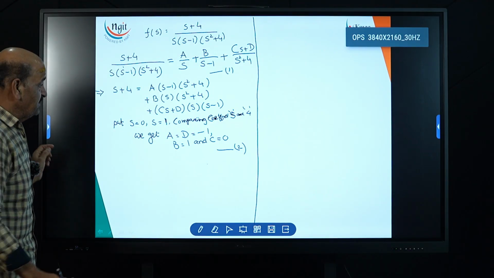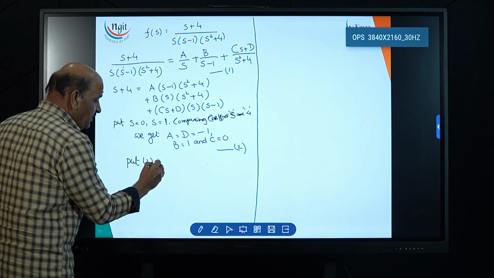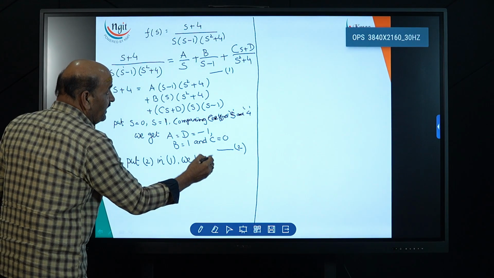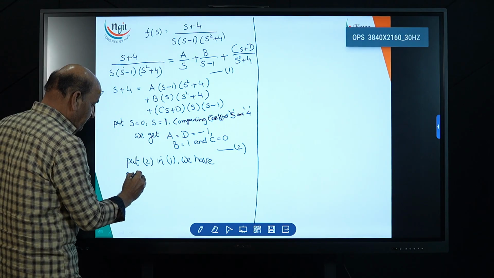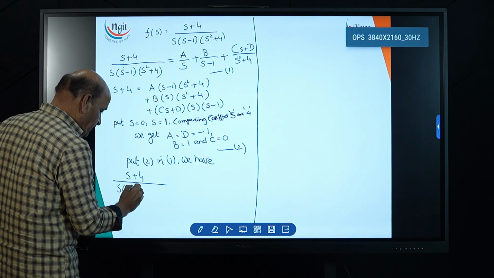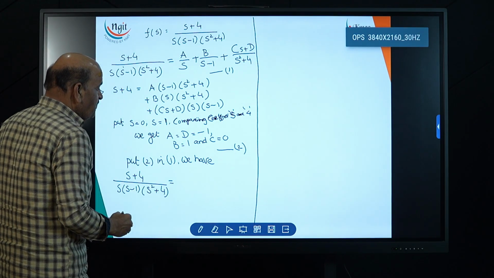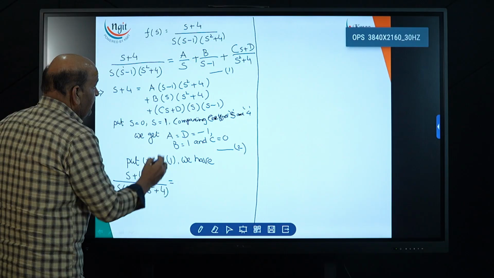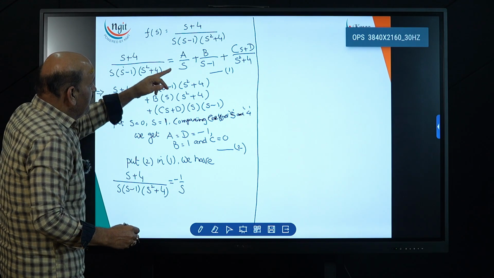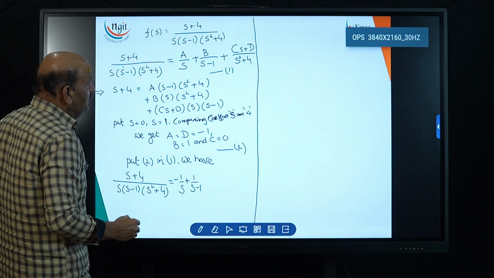Now put these values in equation 1. We have (s plus 4) by s into (s minus 1) into (s square plus 4) equal to: a equal to how much? Minus 1. So keep a equal to -1, this is -1 by s. b equal to 1, this is 1 by s minus 1, plus c equal to 0.